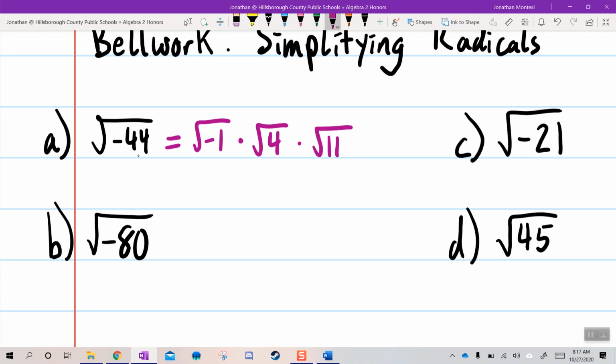So we know 44 can be divided by 4 with a remainder of 11. This way you can immediately see what you can simplify outside the radical and what stays inside the radical. Of course, we know our -1 pops out as an i. So I can quickly say that the root of -44 is equal to 2i root 11. The root of 4 became 2, the -1 became i, the 11 stayed inside.